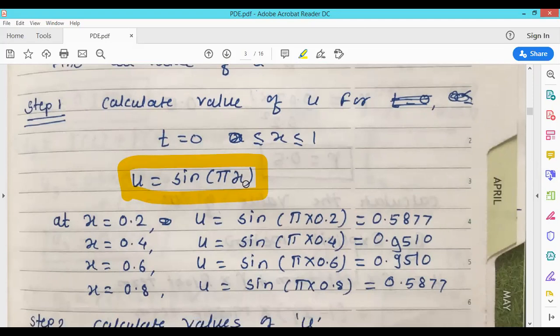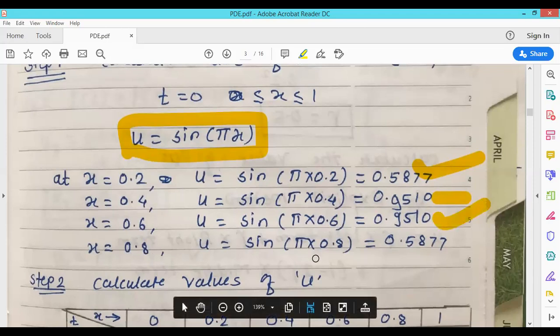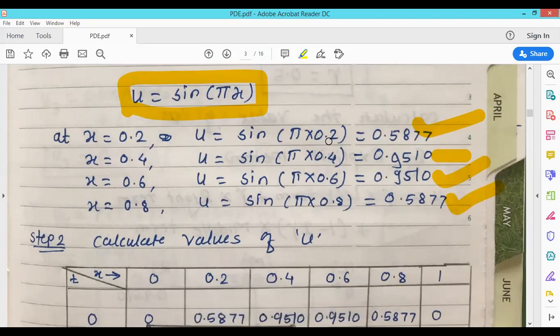We have to put x is equal to 0.2, so this is the first value. Then x is equal to 0.4, this value we have to find out. Then x is equal to 0.6, and x is equal to 0.8, these values we have to find out. So these are the values when we put x is equal to 0.2, 0.4, 0.6 and 0.8.